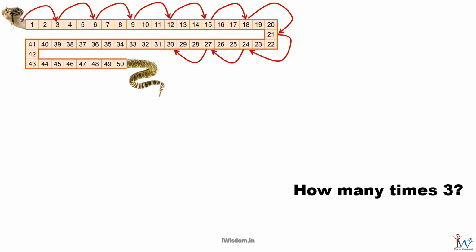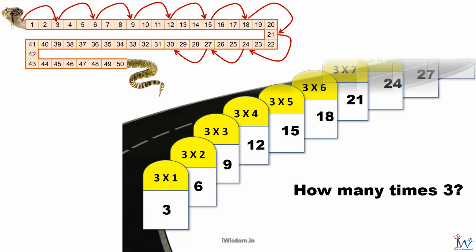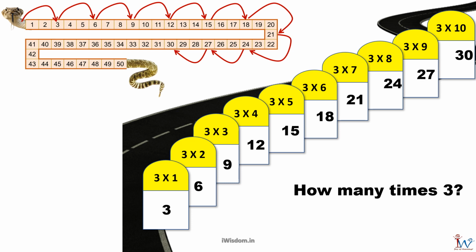Just like the multiplication table of 2, we have a multiplication table for 3. You can imagine this to be jumps you are making on the number line. Or you can view this as a drive on a long road, where you get the distance boards as you travel. 3 ones are 3.